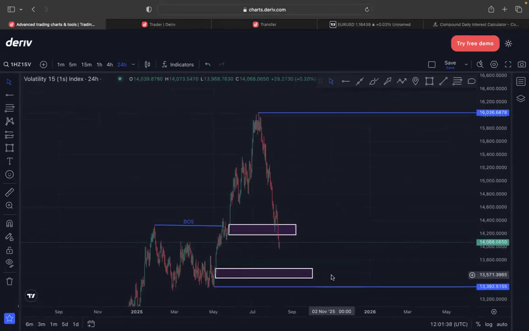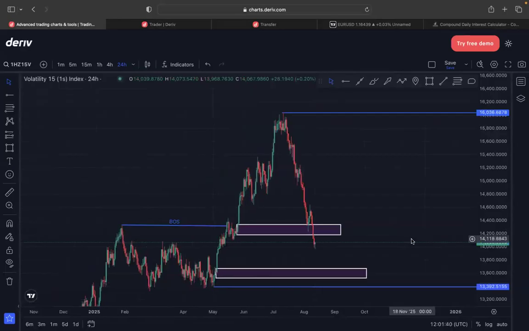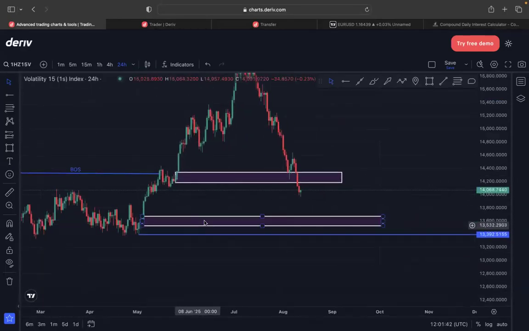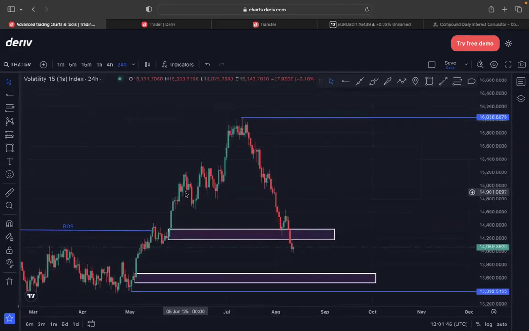The market does not respect you, it does not do whatever you want. That's why you cannot just wait for the market to come here. This is a daily time frame. This is a long time. This is months' worth of candles, right? So you cannot just be waiting for the market to come down here.